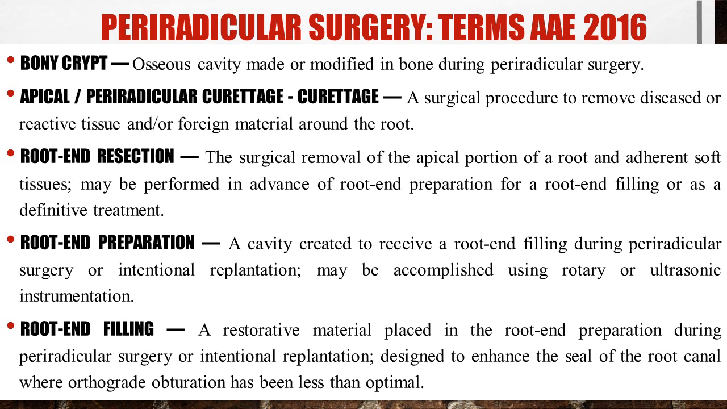Now, these are certain terms which you will come across when you are dealing with periradicular surgery. The first is the bony crypt. This is nothing but the cavity which you are going to be making during your surgical procedure. Then you have the curettage. Curettage, I'm sure you're all familiar with, because you have already cleared your periodontics classes. In this case, you are just removing whatever diseased or necrotic tissue is present around the root surface.